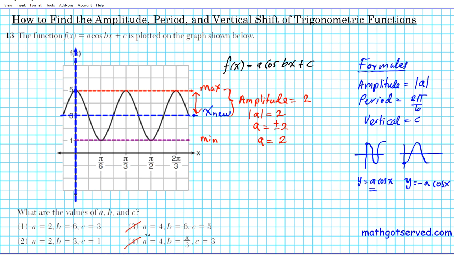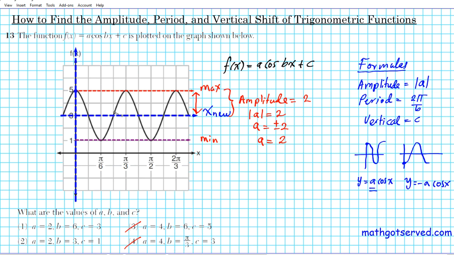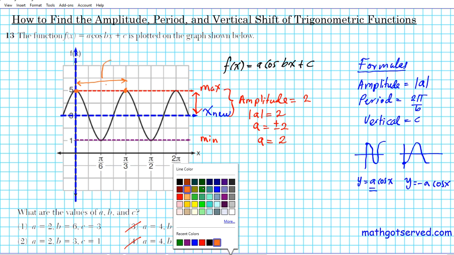The b value is related to the period. So what is the period? The period is basically the distance between consecutive maximums or consecutive minimums. It doesn't matter, the same thing. So this is one peak, this is another peak right here. So the distance from this peak to this peak, since they're next to each other, that, ladies and gentlemen, is your period. Let me switch colors here.